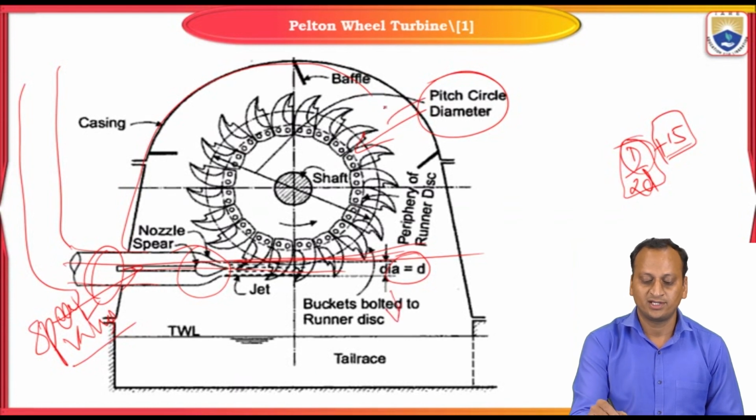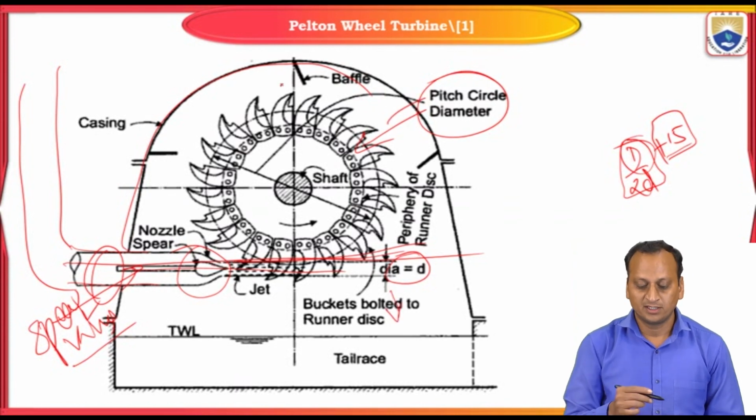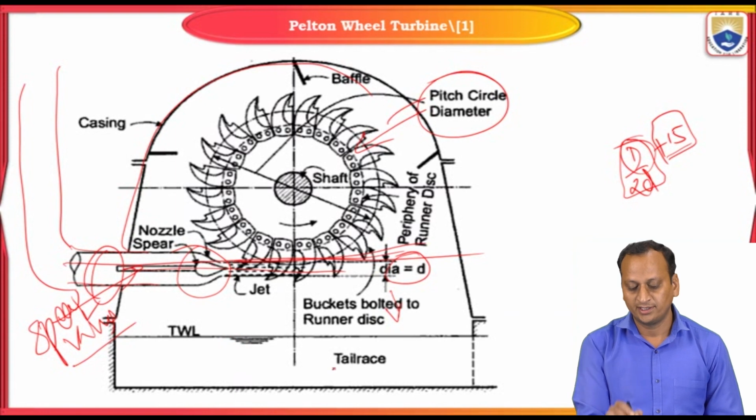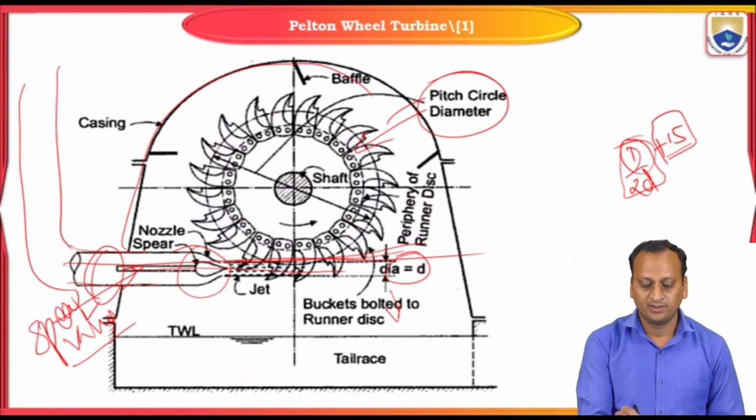Then there is a scroll casing in order to guide the water onto the tail race. Otherwise, the water will be splashed away. In order to control the splash of water and to guide it onto the tail race, there is a spiral casing. The spiral casing will guide the water onto the tail race. Then there will be a shaft, which is connected to the runner; these two are coupled.